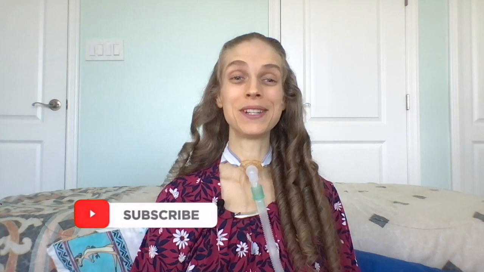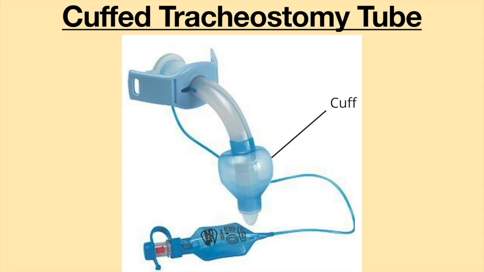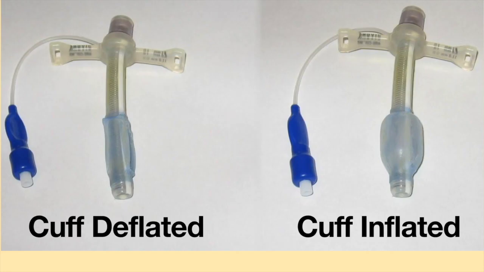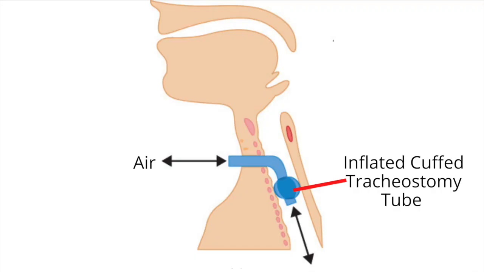In order to understand how a fenestrated tracheostomy tube works, it is important to first discuss how a person breathes with a tracheostomy tube in place. If a person has a balloon-like feature on the tracheostomy tube, this is called a cuff. The cuff can be inflated or deflated. When the cuff on the tracheostomy tube is inflated, air flows in and out of the airway via the tracheostomy tube. This means air does not travel up the airway and through the vocal cords.